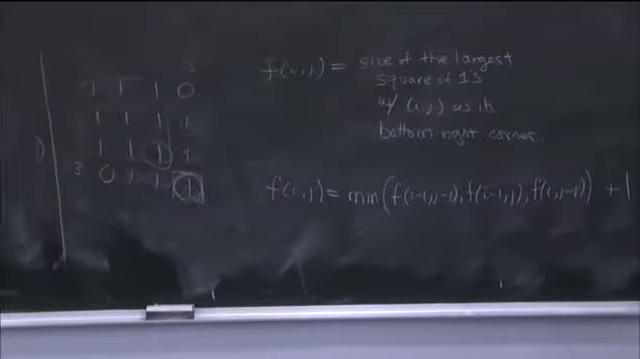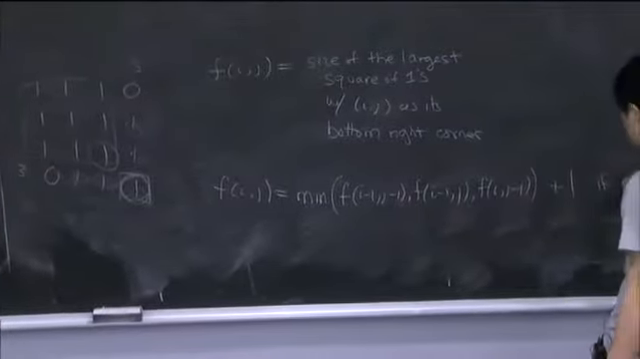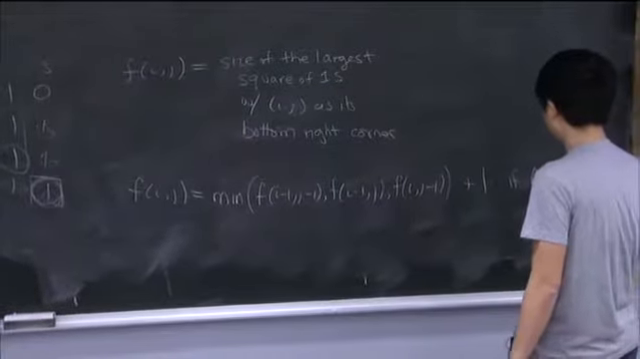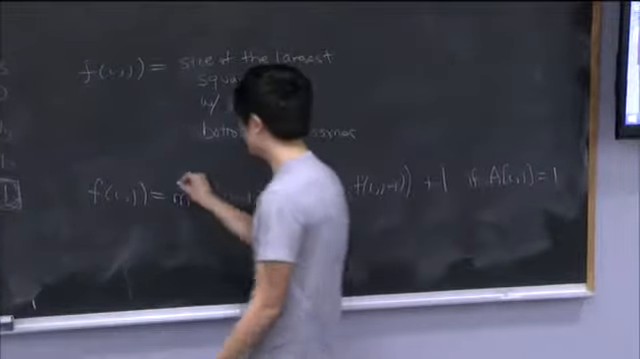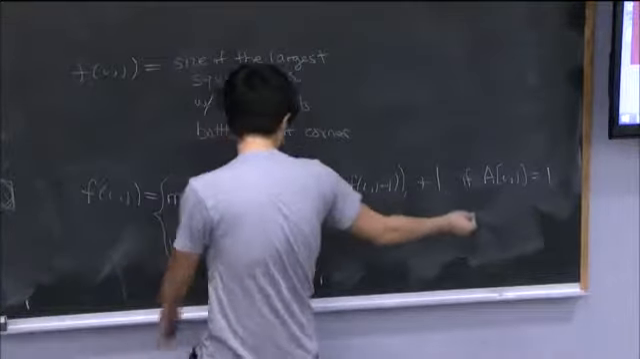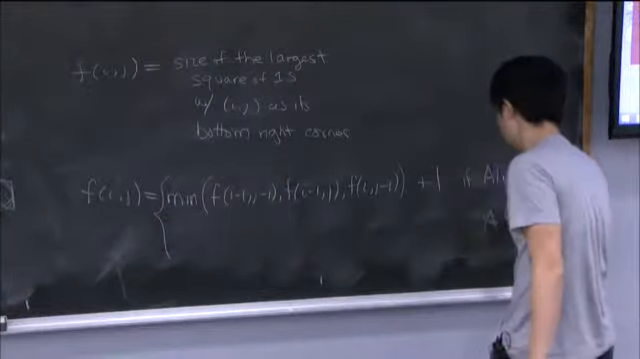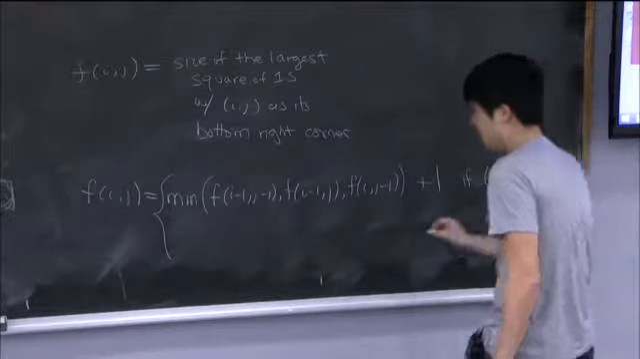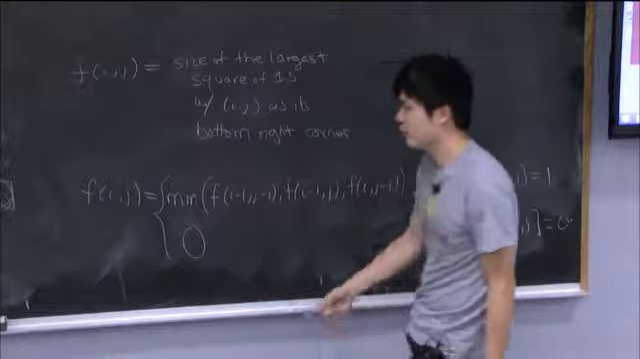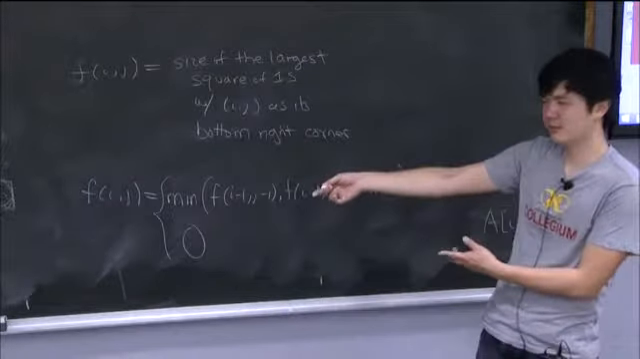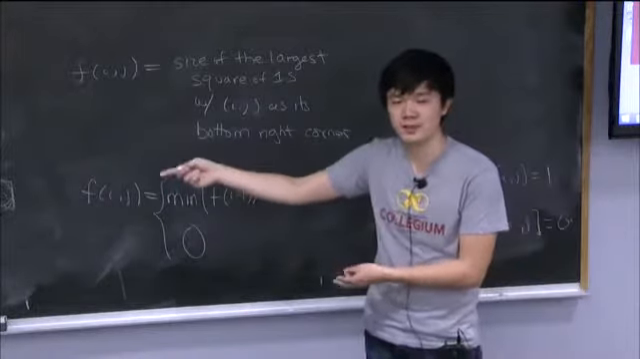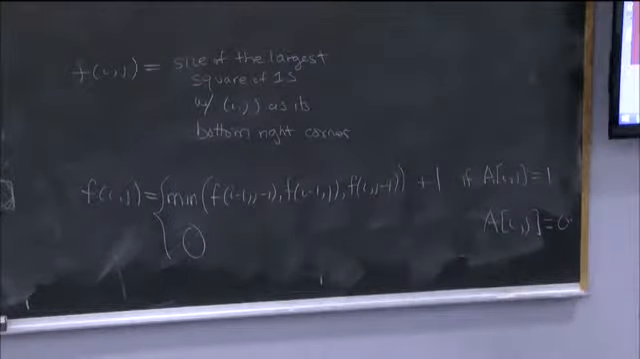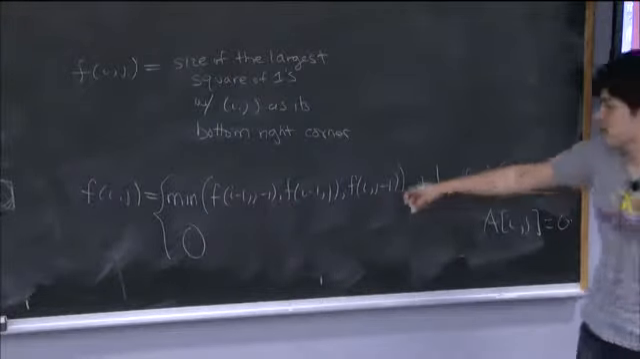Sorry, this is if the entry, so I'll call A the matrix, Aij is equal to 1. And if the entry Aij is 0, then the answer is definitely 0, right? The largest square matrix of 1's where 0 is the bottom right-hand corner, that's size 0, right? Okay. So why does this make sense?